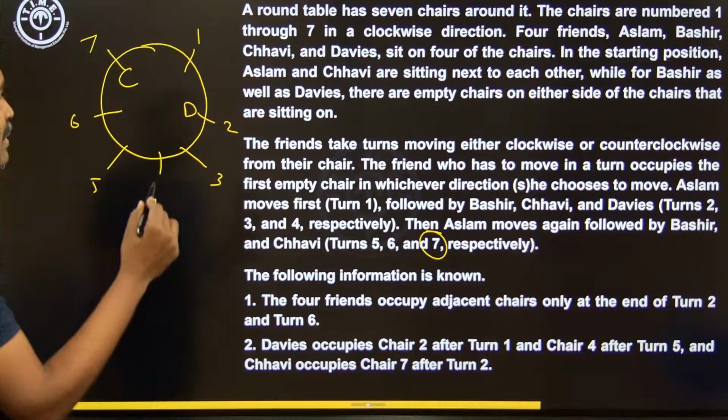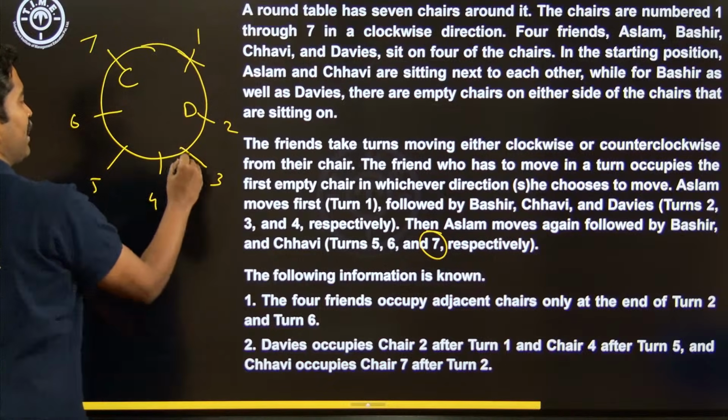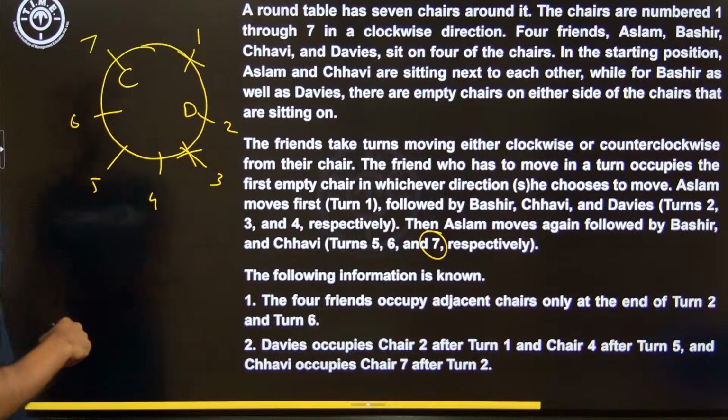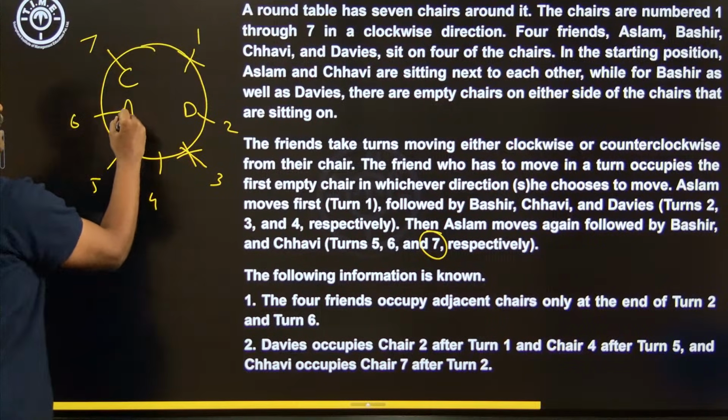All right. Now tell me, B and D do not like neighbors. D doesn't like a neighbor. No one sits here at the beginning, which means A can't sit here. A and C were sitting adjacent to each other, right? So A is sitting here.